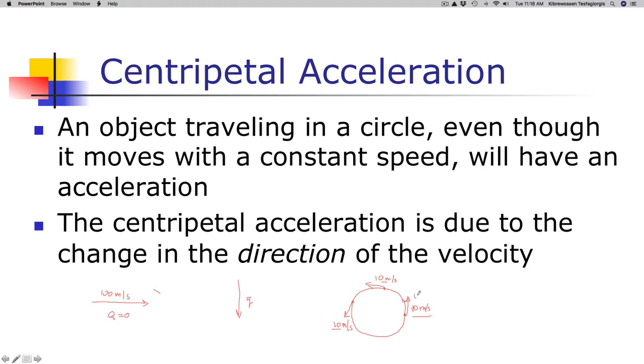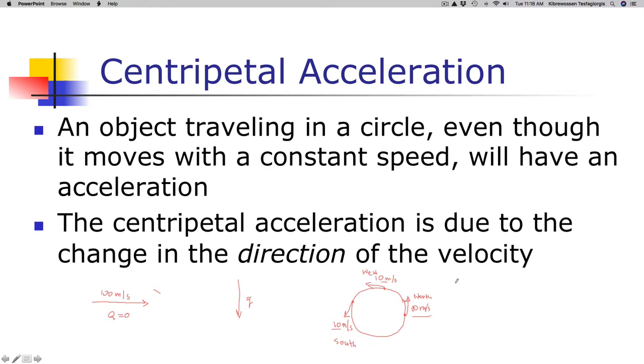Here the direction is, it's moving in the north direction. Let's see, up is not north, but it's in the north direction. When it reaches here, it's in the west direction. When it reaches here, the car's direction is south. Okay.